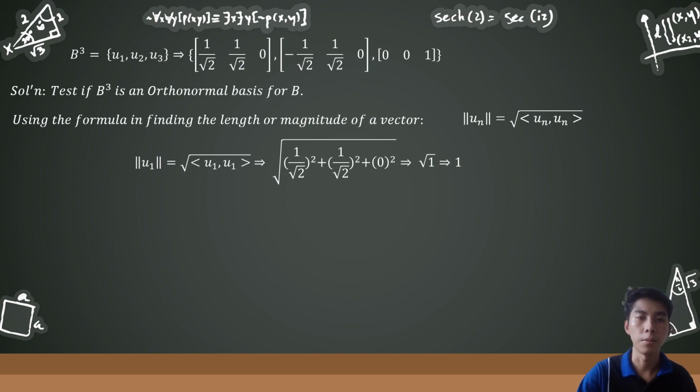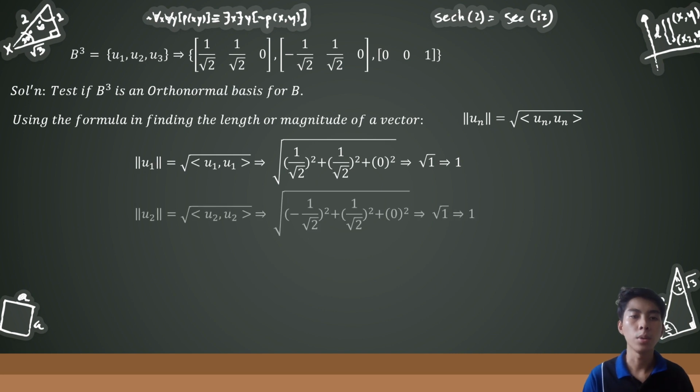So we need to test for u sub 2. The unit vector of u sub 2 is equal to the square root of the inner product of u sub 2 and u sub 2, which is equal to the square root of negative 1 over square root of 2 raised to 2 plus 1 over square root of 2 raised to 2 plus 0 raised to 2, which is equal to the square root of 1. We simply input this on our calculator so that we do not experience difficulties in solving these fractions with radicals. So we get the square root of 1, and the square root of 1 is equal to 1.